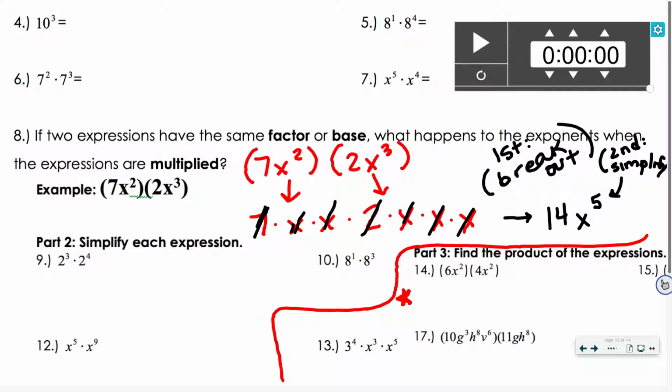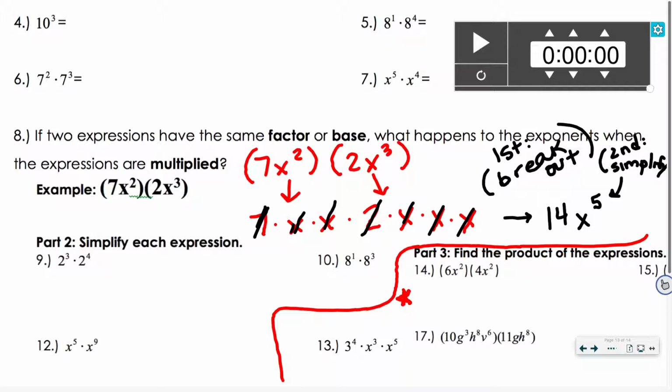Now, do the first, so the top 4, and then the 1 question, and then those bottom 3, and then make your way to these 3, number 13, number 14, and number 17. Those are more advanced, especially 17, but the idea is the same. If you break it out, you're seeing exactly what's being multiplied, and you're going to be able to successfully simplify and combine it after that.